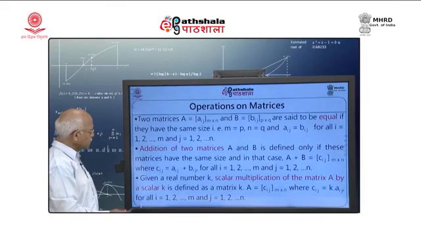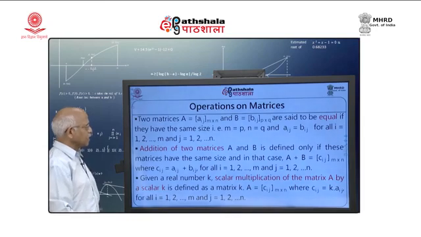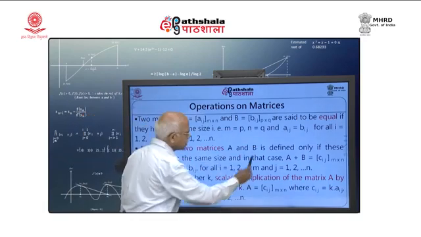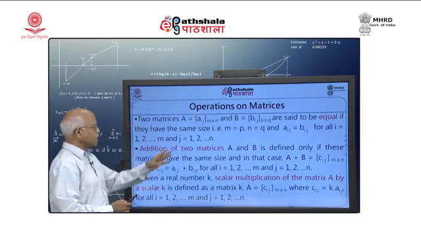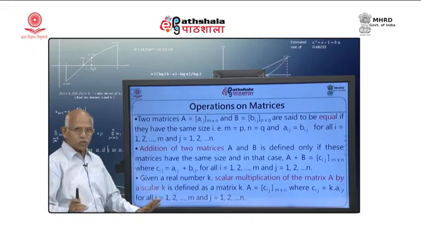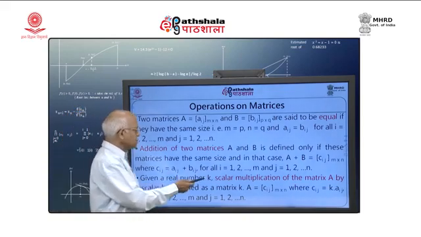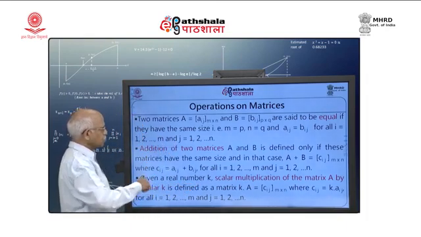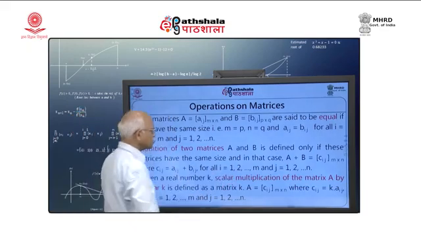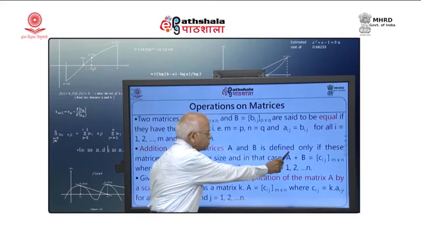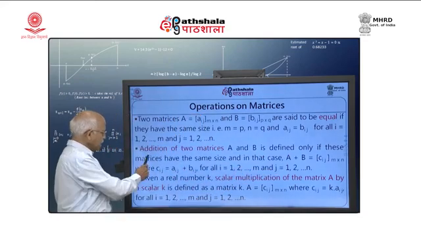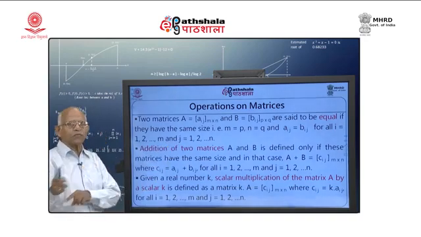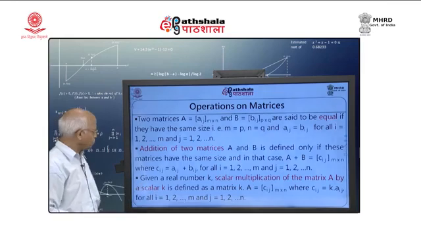Now, we define addition of two matrices. Addition of two matrices A and B is defined only if these matrices have the same size, otherwise addition is not defined. So, if they are the same size, it means m should be equal to p and n should be equal to q. In that case A plus B will be given by Cij, an m cross n matrix, and Cij will be nothing but the sum of each individual element. So, element by element we add if the size is the same.